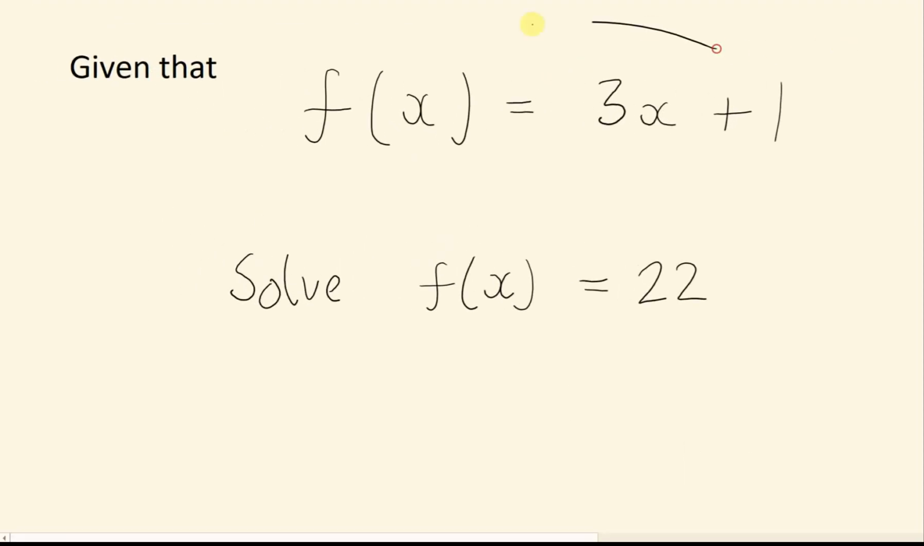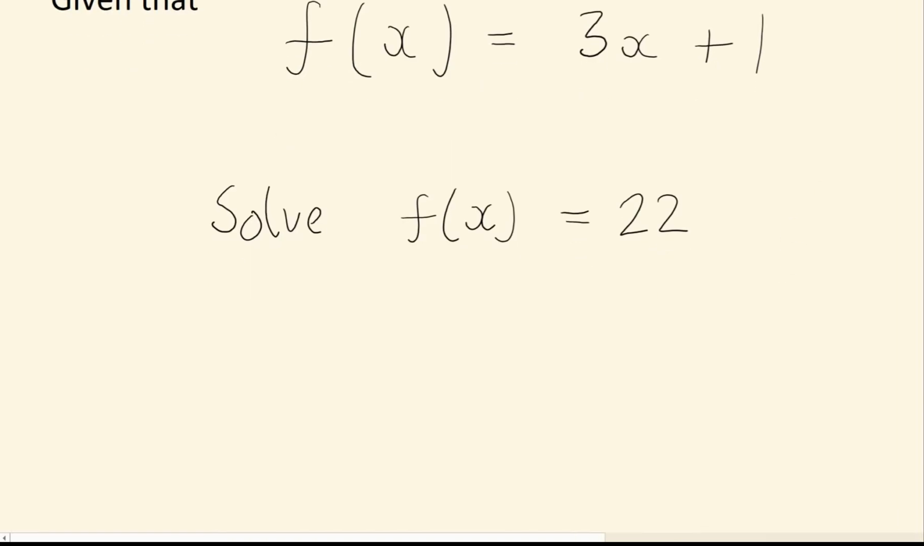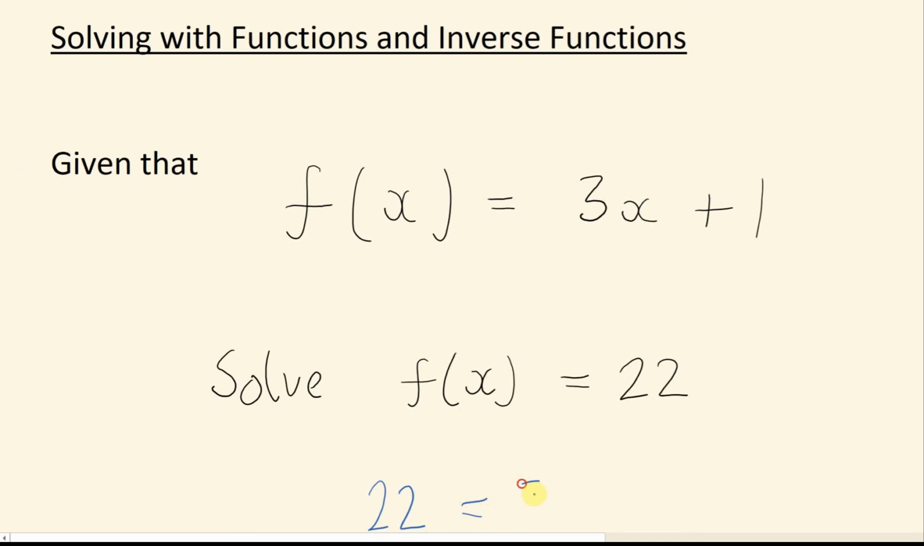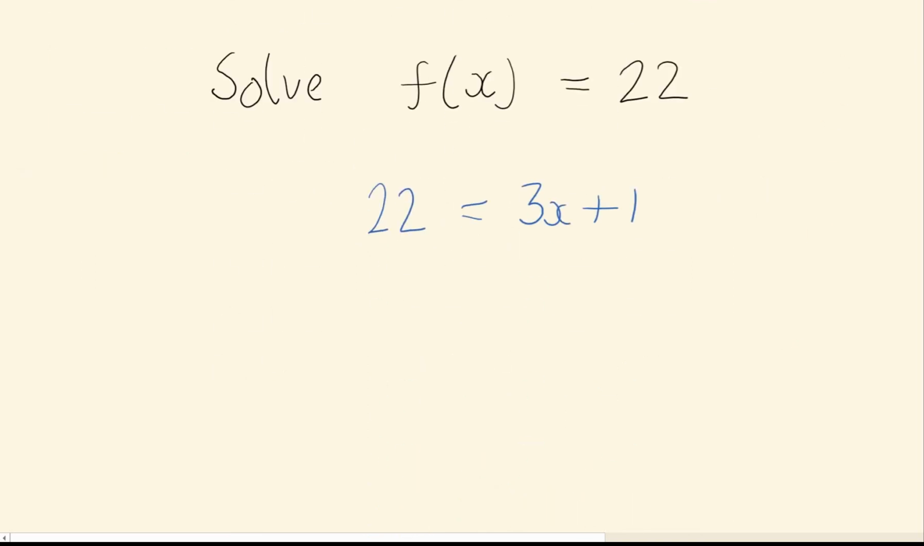We've got this function over here for f of x, and we want to solve f of x equals 22. You'd solve this just like an ordinary equation. We want f of x to be 22, so I replace f of x with 22, and now I've got this equation which says 22 is 3x plus 1. And I'll solve that the same way we solve an ordinary equation. I want to get x's on one side and numbers on the other side.